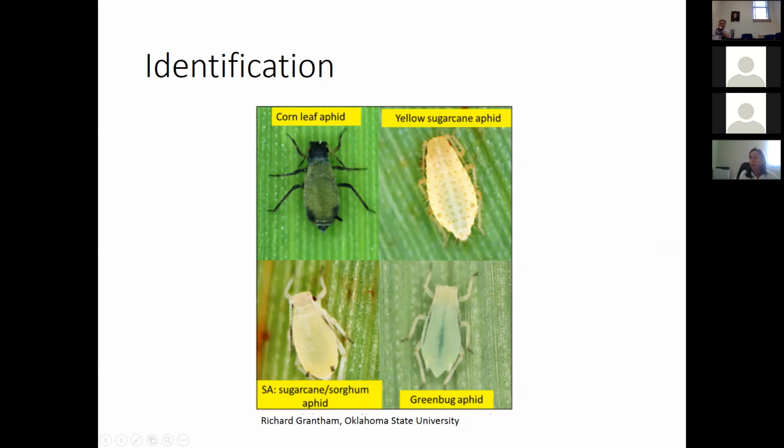When you're looking for identification, the winged forms will look a little bit different than the wingless forms, so you need to keep that in mind. The other thing you need to keep in mind is the immature phases will also exhibit a little bit more variation in these color forms. So when you're looking at these aphids, make sure that you're looking at fully grown adult apterous aphids.